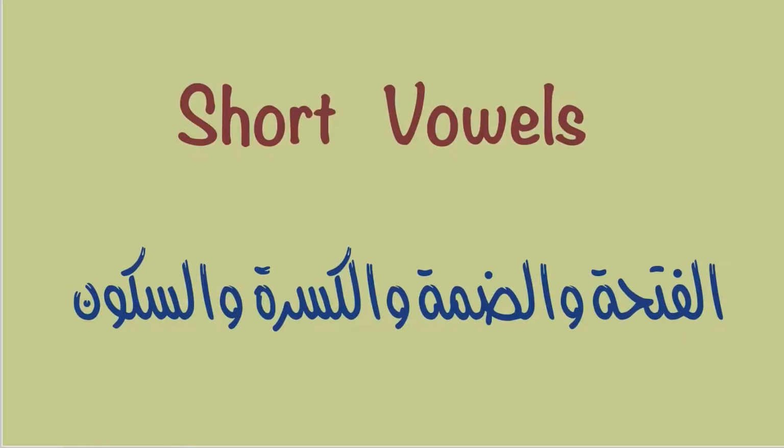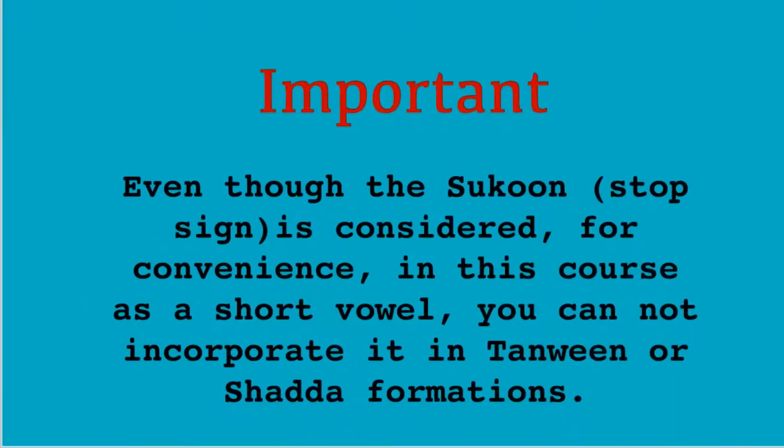In the following session, we'll be talking about short vowels. By now, you should feel comfortable knowing the major concepts we usually cover in every lesson: the short and long vowels, the shadda, the tanween. So the short vowels are fatha, dhamma, and kasra, and for convenience, we are including the sukoon. It is important to remember that even though the sukoon or the stop sign is considered for convenience in this course as a short vowel, you cannot incorporate it in tanween or shadda formations.